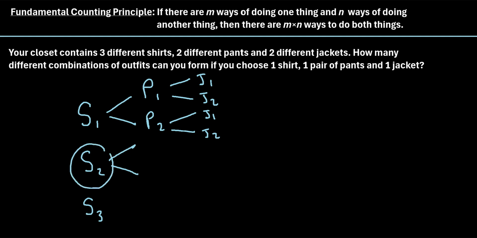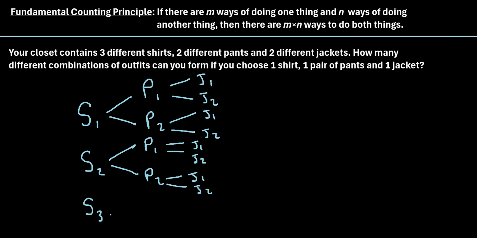combination. So if we choose shirt 2, we could choose pants 1 or pants 2 to go with it. And with either of these pants, we could choose jacket 1 or jacket 2. So if this one, we could also choose jacket 1 or jacket 2. And then if we choose shirt number 3, we could also choose pants 1 or pants 2. And with pants 1, we could choose jacket 1 or jacket 2. And with pants 2, we could choose jacket 1 and jacket 2. So we're getting a little tight on space here, but that's okay.